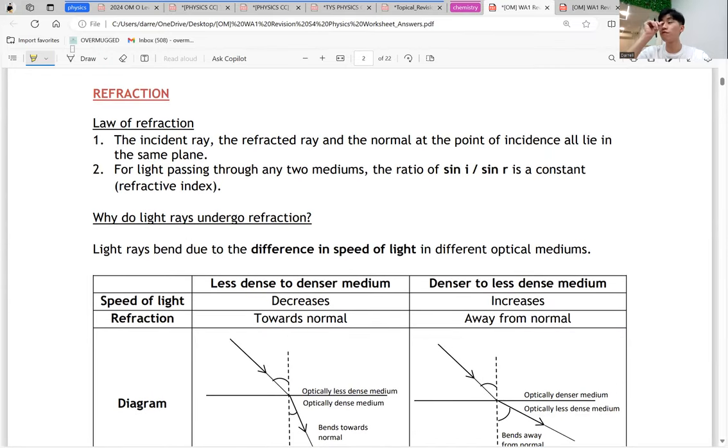Okay, for refraction, I do want to slow down a little here to make sure that we are clear in terms of how we remember the whole process. Now, first thing we need to understand is why do light rays bend? The reason why light rays bend is because of the difference in the speed of light.